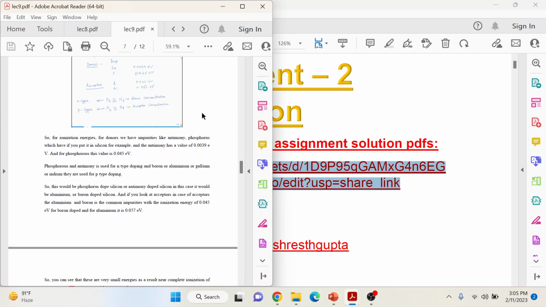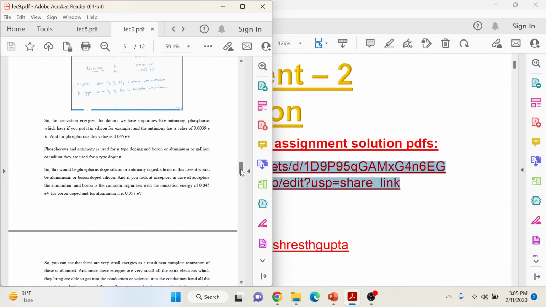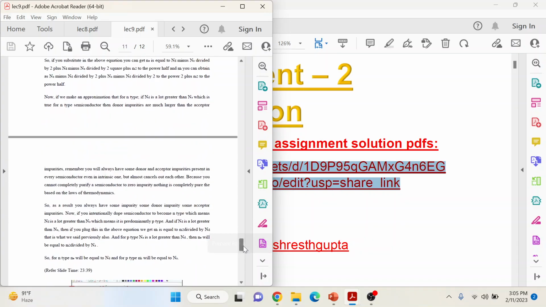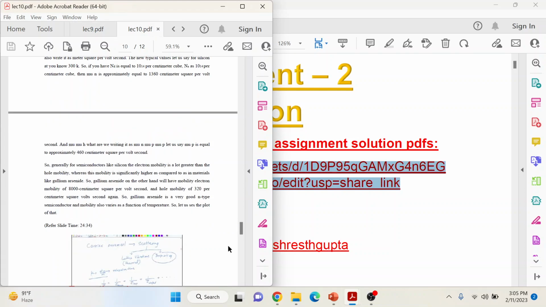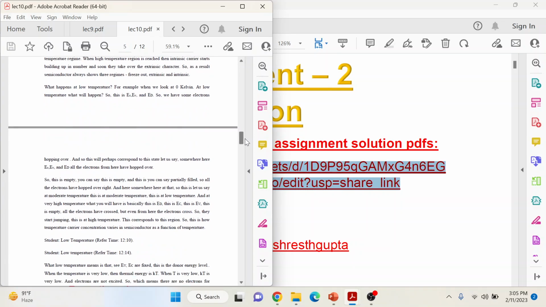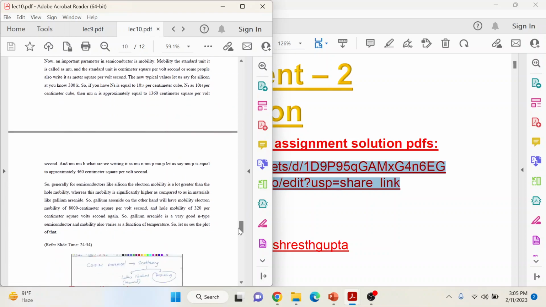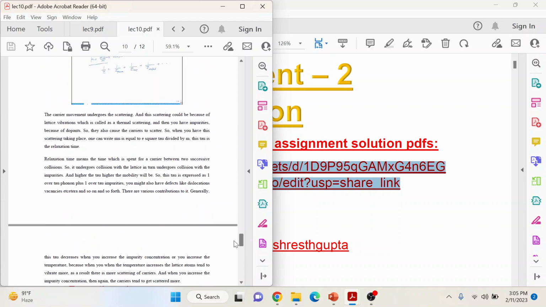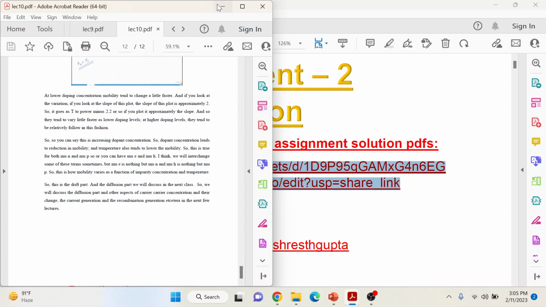In lecture number 9 sir talked about the Fermi level and the Fermi energy from Fermi-Dirac statistics, how we calculate it, and how the Fermi level guides us in selecting materials for solar photovoltaics. In lecture 10 sir talked about the basics of solar photovoltaics, their principles, technologies, and materials, and some basic concepts: drift current, diffusion, carrier mobility, and scattering.